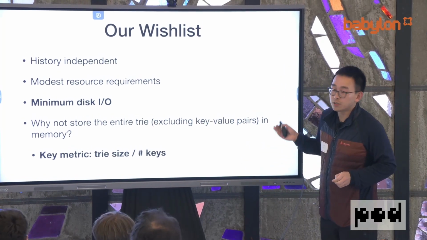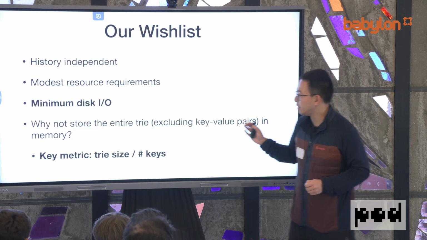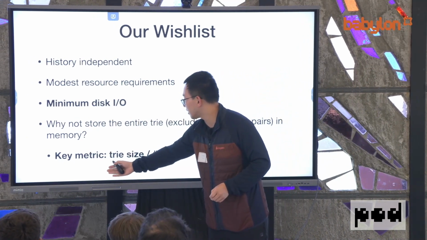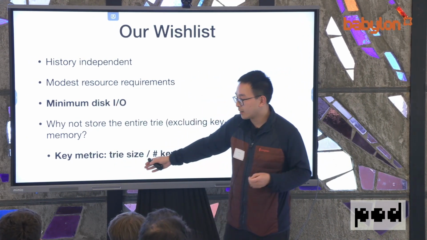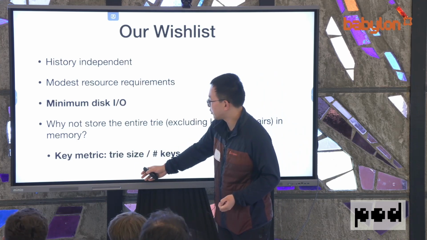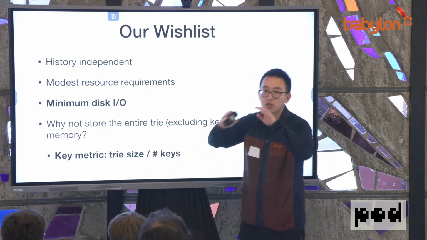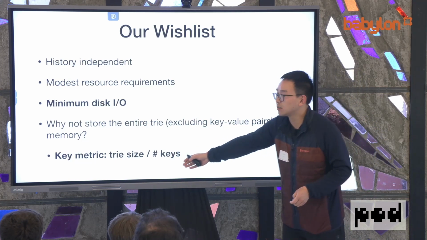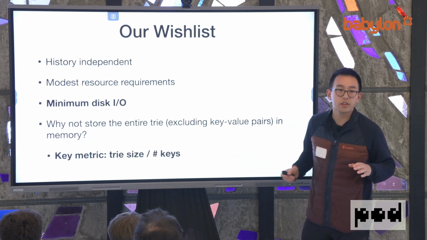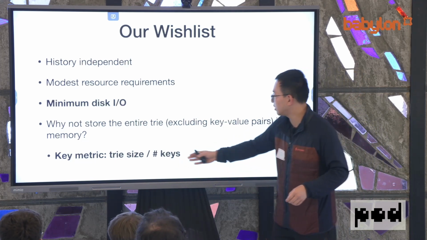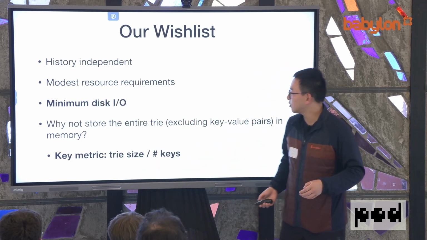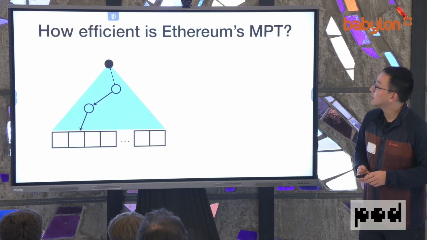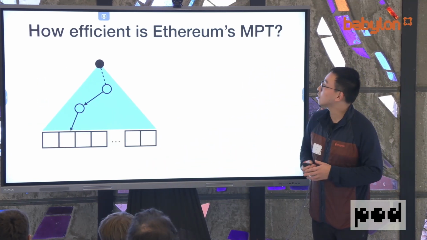So in order to judge if we can actually do that, the very interesting metric we have to look at is what we can call storage overhead, or storage efficiency. It's the size of the trie, not including the actual key value pairs, divided by the number of key value pairs that you want to authenticate. It's basically the per key cost for it to be committed to. So again, let's look at MPT.